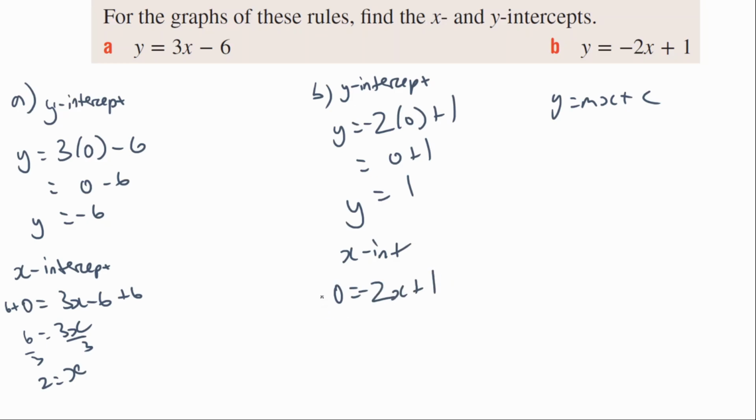Subtract 1 from both sides, that gives me negative 1 on the left and negative 2x on the right. Now I'm going to divide both sides by negative 2. That gives me half on the left and x on the right. So the x-intercept is going to be half or 0.5, either one is fine.